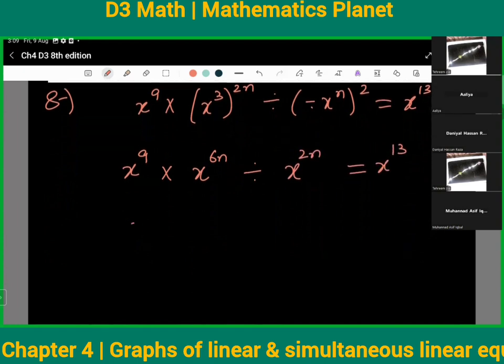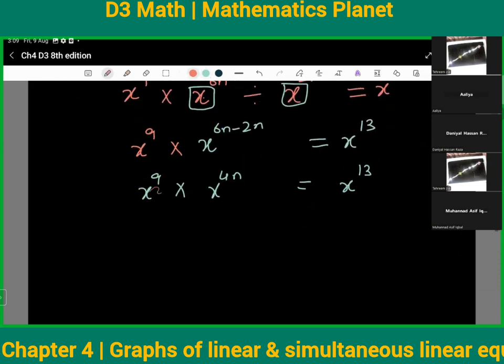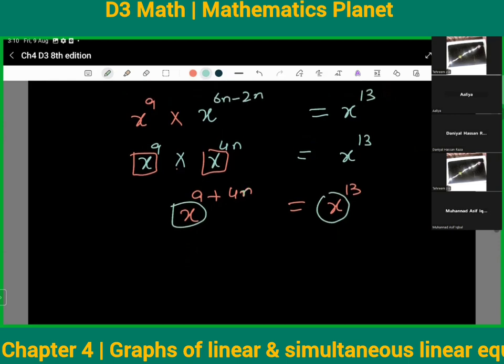Now, first of all, we always go with the division. So x to the power 6n and x to the power 2n. When bases are same but powers are different, we subtract the powers: 6n minus 2n, which is 4n. So x to the power 9 times x to the power 4n is equal to x to the power 13. Now bases are same, but powers are different with the sign of multiplication, so powers are going to be added: 9 plus 4n is equal to x to the power 13.